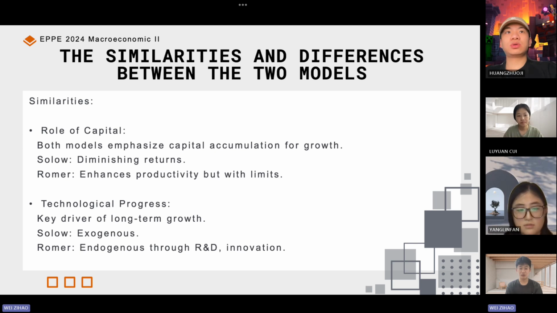For the similarities and differences between the two models, the similarity is the role of capital. Both models emphasize capital accumulation for growth. For Solow, diminishing returns. For Romer, it enhances productivity with limits. And for technological progress, the key driver of long-term growth for Solow is exogenous. For Romer, it is endogenous through R&D and innovation. Okay.